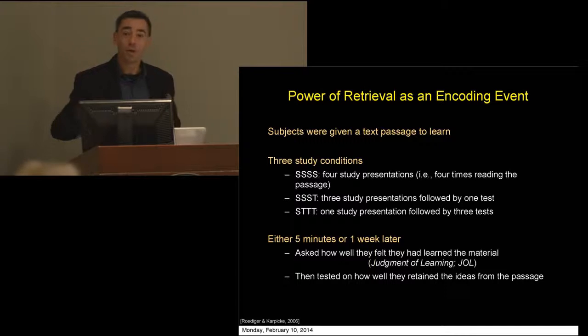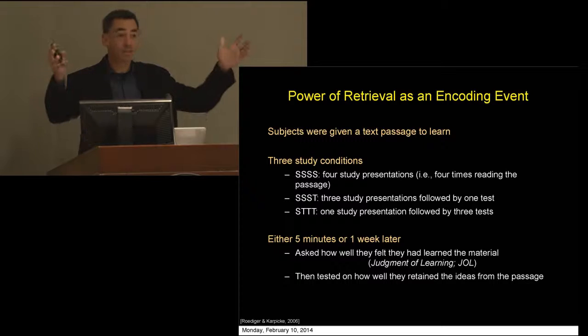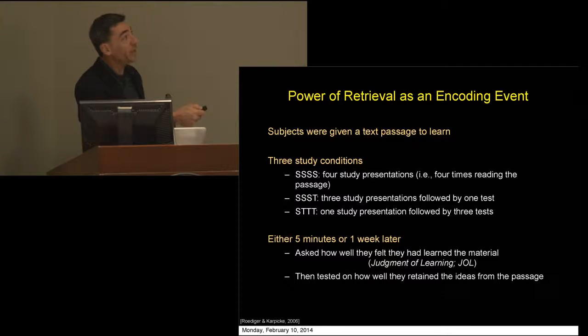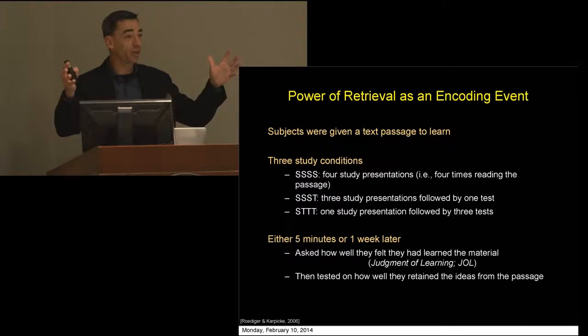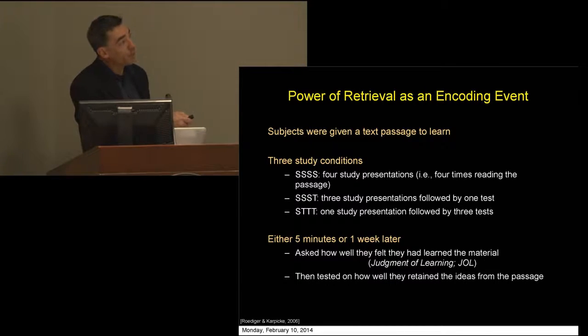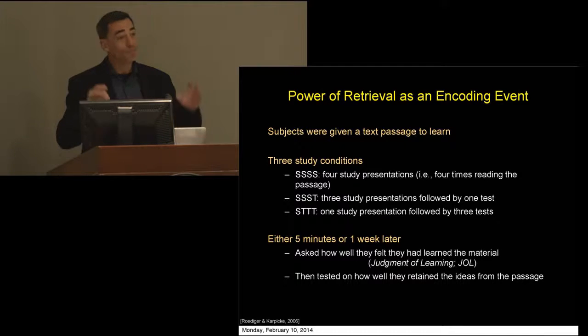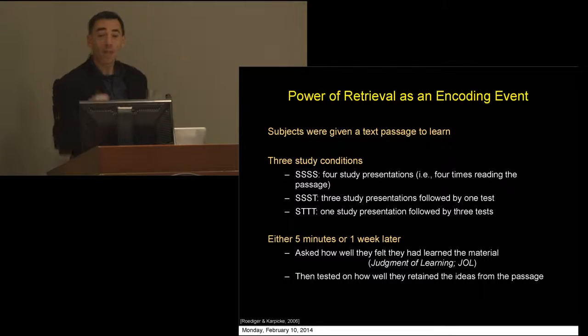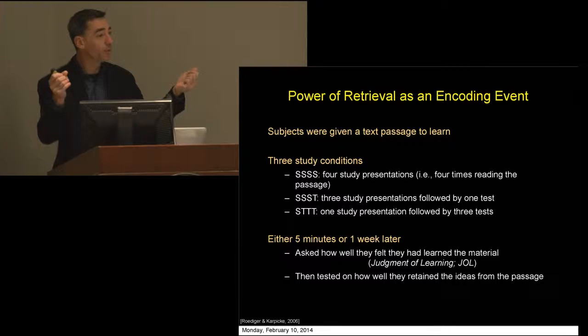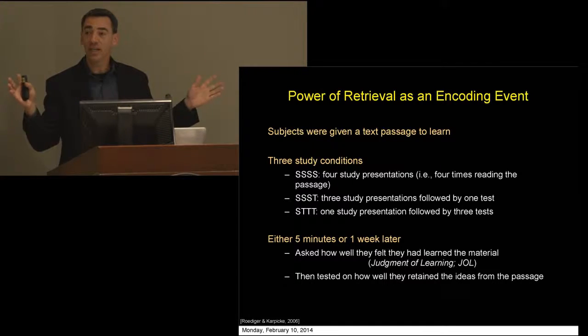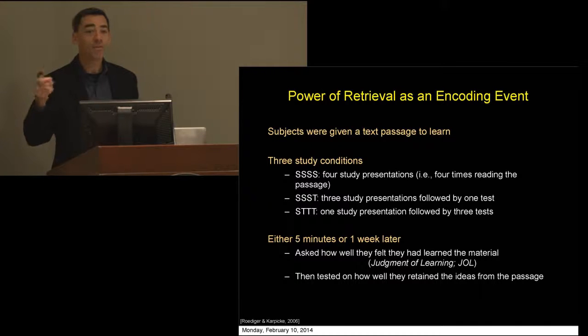You come into the lab, you're given a text passage, and you're in one of three conditions. You have the opportunity to read the text passage, read it again, read it again, read it again. So you have 4 opportunities to study this material, to encode it. Or you might have 3 opportunities to study the text passage, and then your last experience is to freely recall as much as you can before you get to the final test. Or you might only have 1 chance to actually encode the material, and then all your other opportunities are just retrieving whatever you encoded from memory over and over again for the next 3 times.